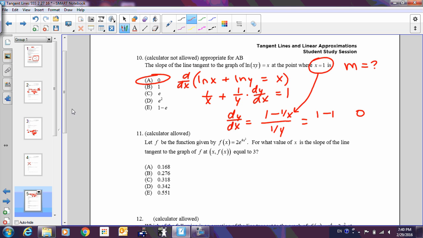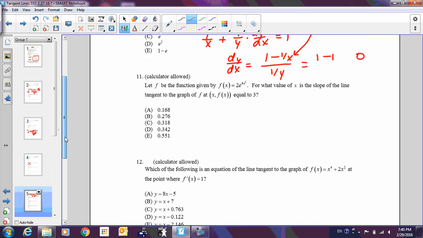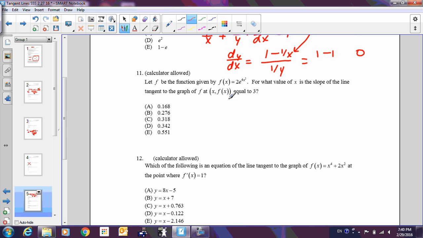Okay, you're going to do, actually we're going to do 11. This is a calculator problem, so I'm not going to show the calculator in this video, but I'll kind of explain the steps. So here we have a function.